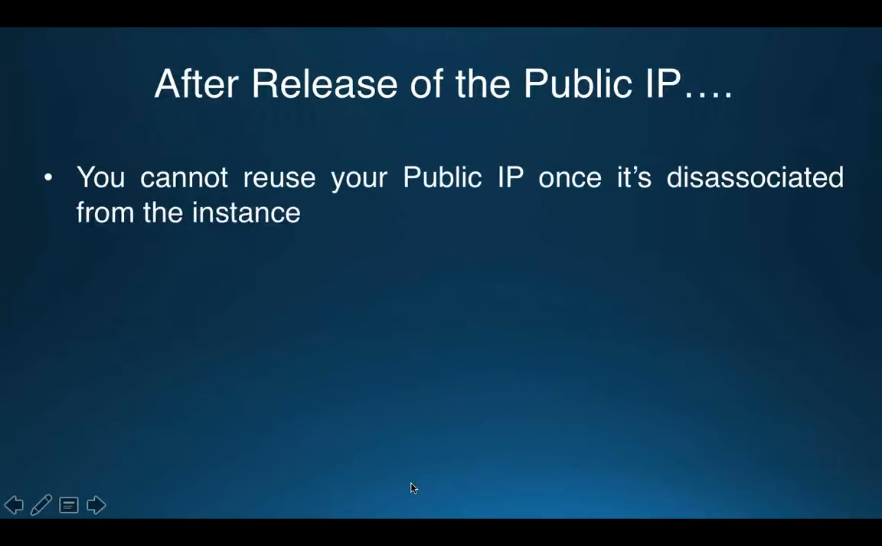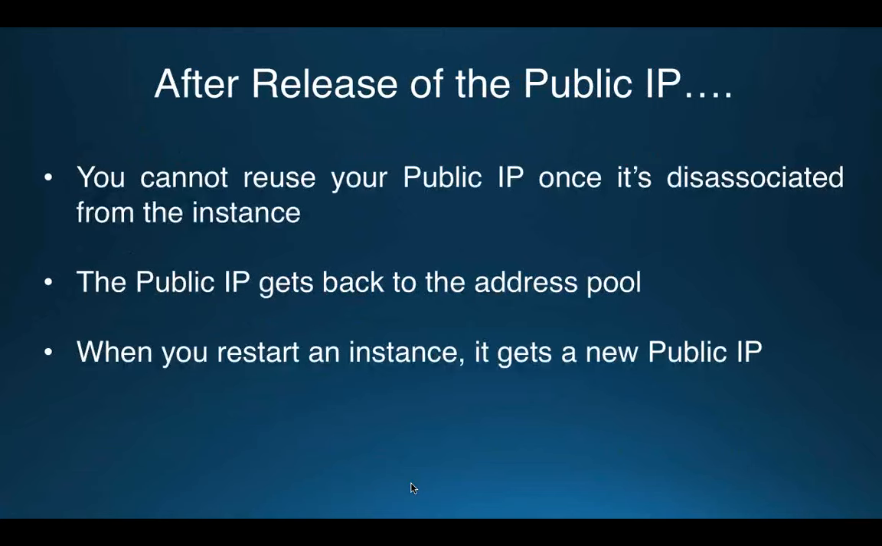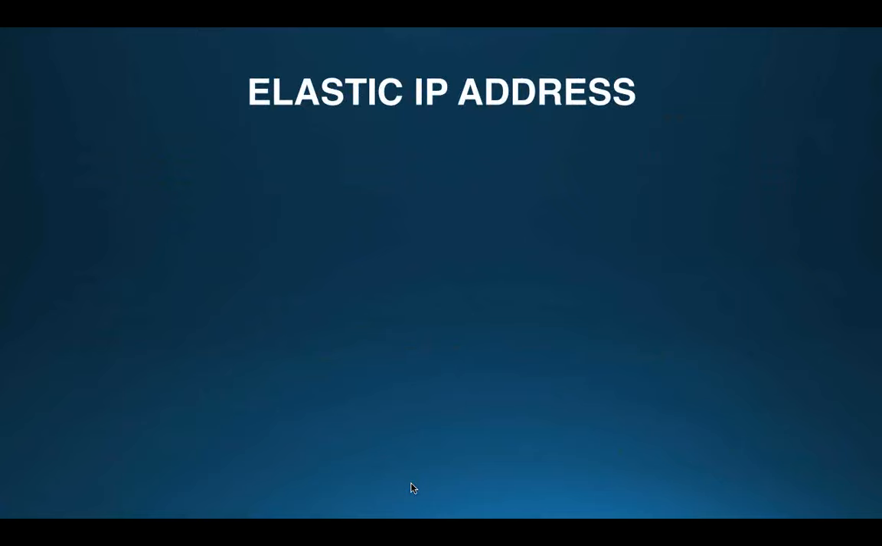After the release of a public IP, you cannot reuse it once it is disassociated from the instance. We have seen that once you restart the instance, the public IP is gone. You can never get it back. Every time you restart the instance, you'll get a new public IP, and the old one goes back to the address pool. So that's about the nature of the public IP.